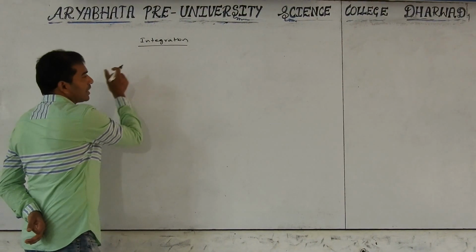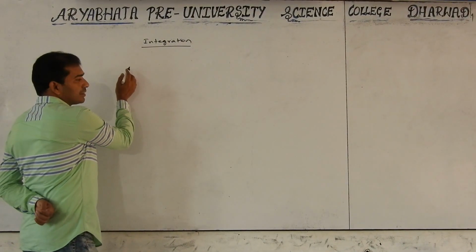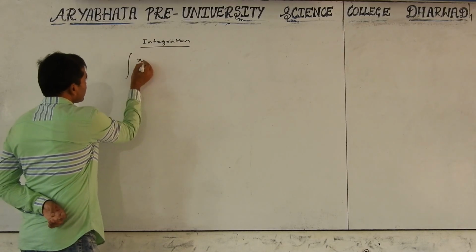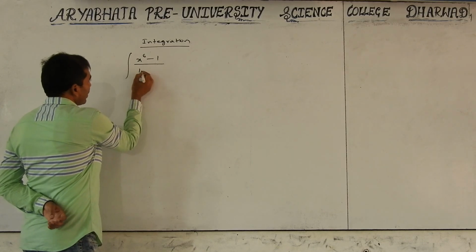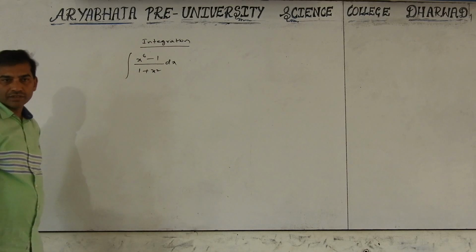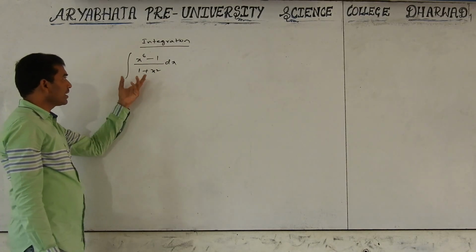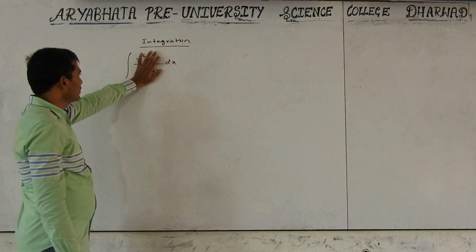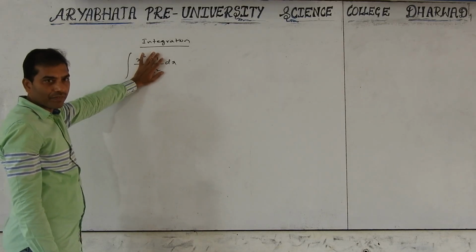See, yesterday I gave homework. In that, I think a difficult question: integration of (x^6 − 1)/(1 + x²) dx. This question I am going to explain. Actually, integration of u by v is not possible directly, so we have to make it a polynomial function.